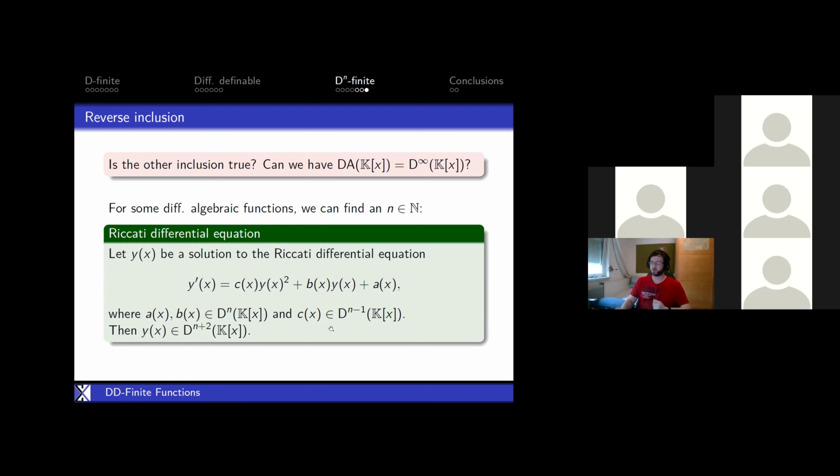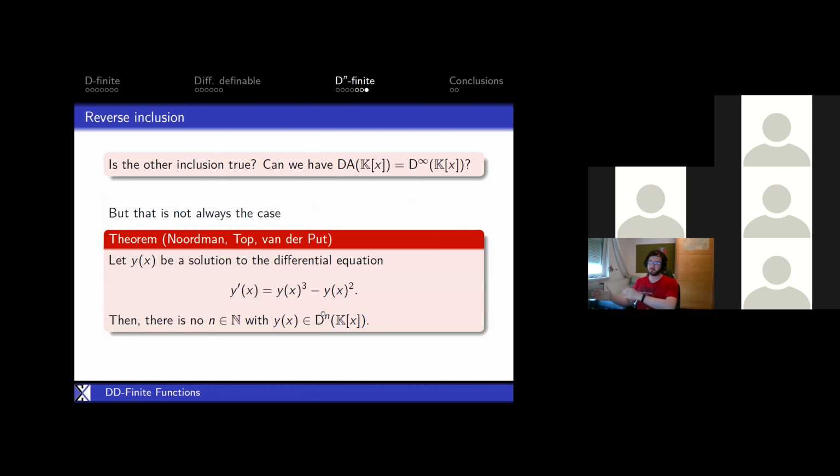Okay, you have one way to go, but unfortunately, there are some cases where this inclusion is not true, so you cannot transform back. For example, a result from Norman and van der Put: if you consider the solutions to this nonlinear equation, y prime equals y cubed minus y squared, which is quite simple, nothing fancy, then there is no n where this solution is in D-infinite. So you have maybe to look to another ring of coefficients that is not polynomials.